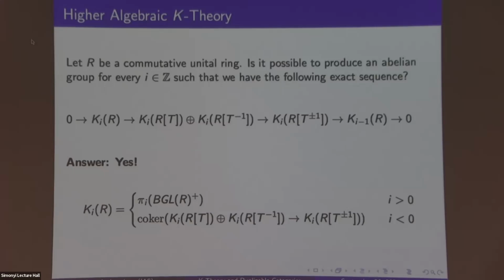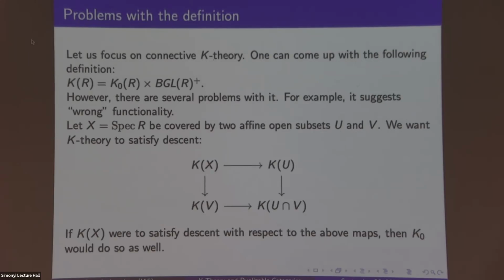So the negative part is very easy to define. You just take the sequence and say, okay, I have K0, so I can define K-1 and so on. But the positive part is a little bit more tricky, and this is actually one of the main theorems of Quillen, that you can actually do that.